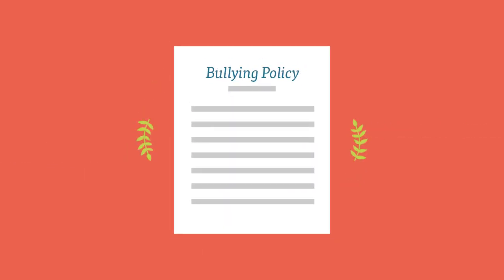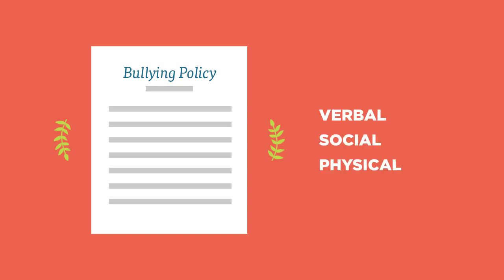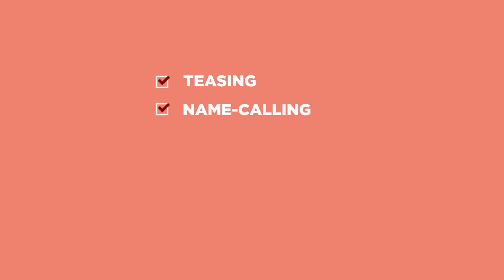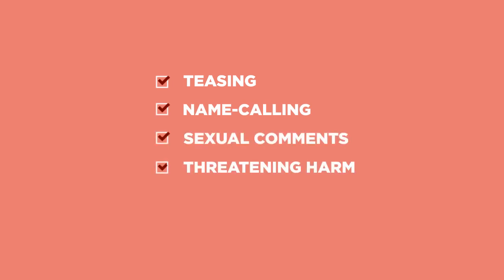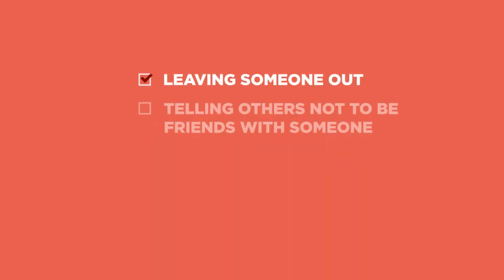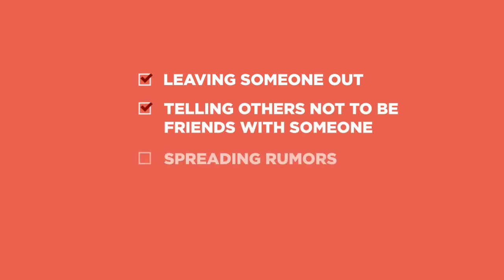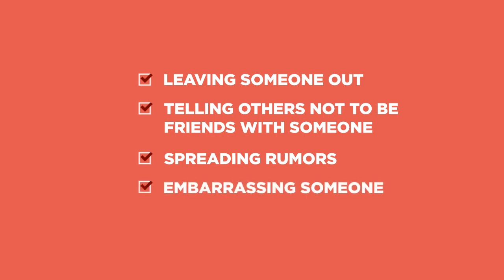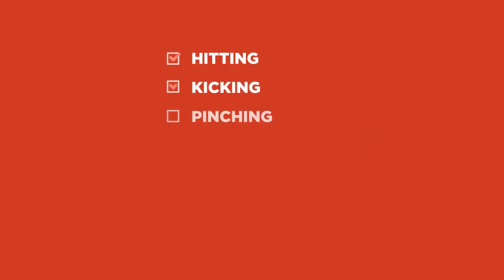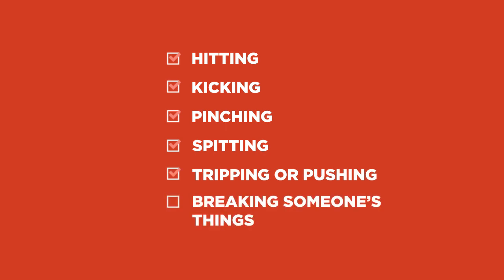A good anti-bullying policy addresses the 3 types of bullying that typically occur and is specific about the type of actions that are unacceptable during school or at school events. Verbal actions are saying or writing mean things. This includes teasing, name-calling, inappropriate sexual comments, threatening to cause harm, or making mean or rude hand gestures. Social acts involve hurting someone's reputation or relationships, such as leaving someone out on purpose, telling other children not to be friends with someone, spreading rumors about someone, embarrassing someone in public. Physical actions involve hurting a person's body or possessions, such as hitting, kicking or pinching, spitting, tripping or pushing, taking or breaking someone's things.